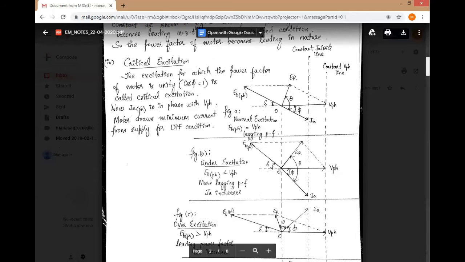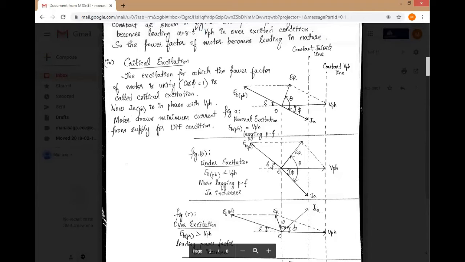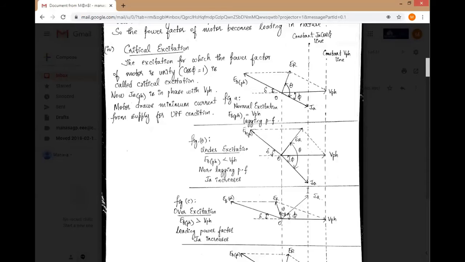So in order to maintain that Ia cos phi component constant, this current leads the supply voltage by an angle phi. So during over excitation, the current will be leading voltage by an angle phi. So you get leading power factor during over excitation. So this you have to remember, over excitation: back EMF is greater than supply voltage.